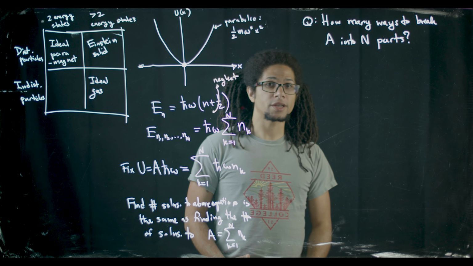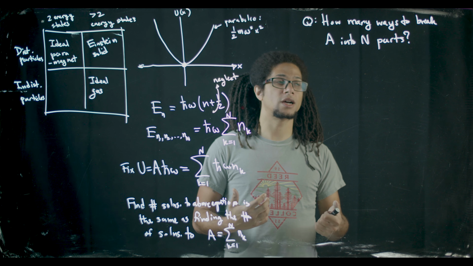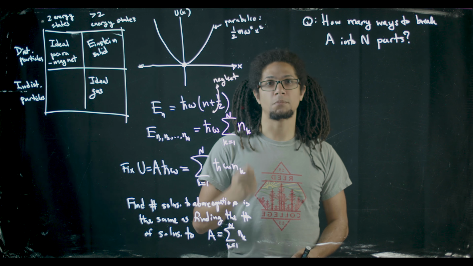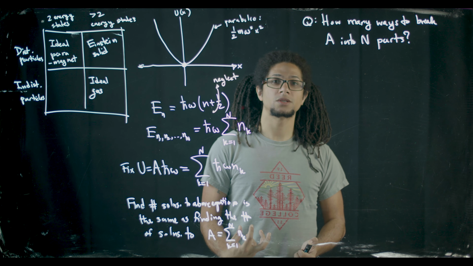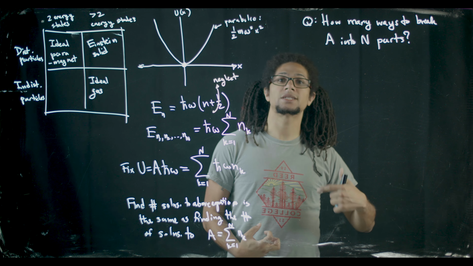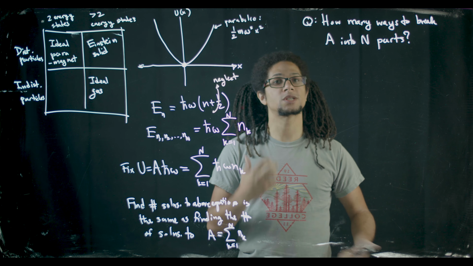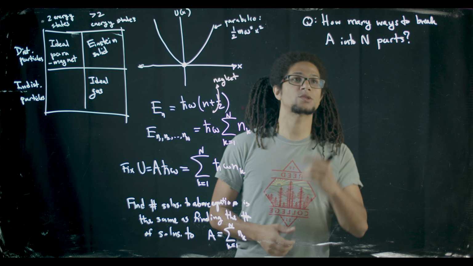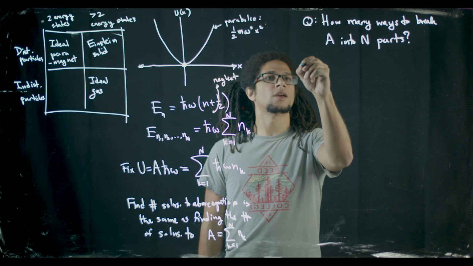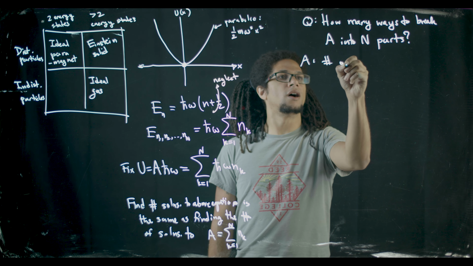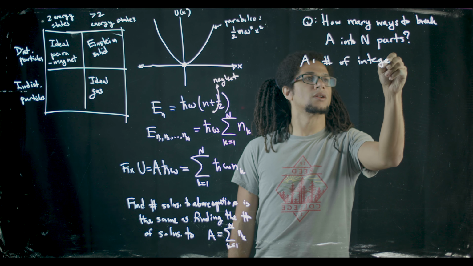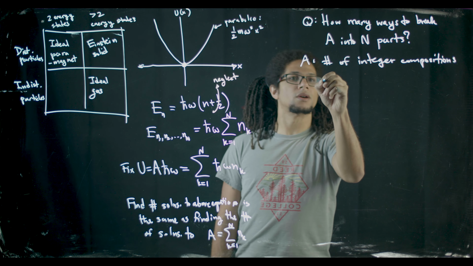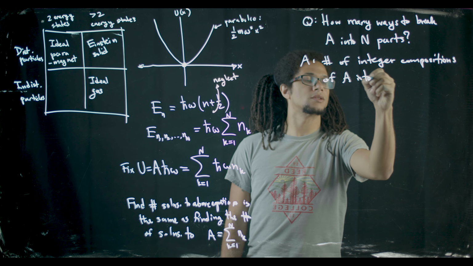In the field of combinatorics, this corresponds to a distinction between integer compositions and integer partitions. Integer partitions would count 5, 6 and 6, 5 as being the same. They don't care about order. Integer compositions do care about order, and that's what we want here. So the answer is the number of integer compositions of A into n parts.